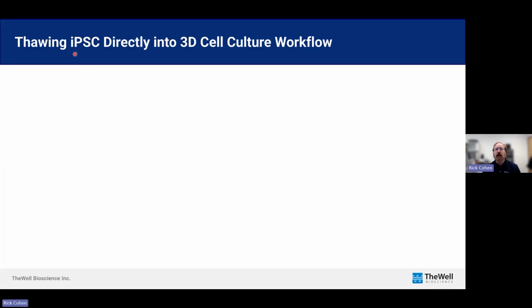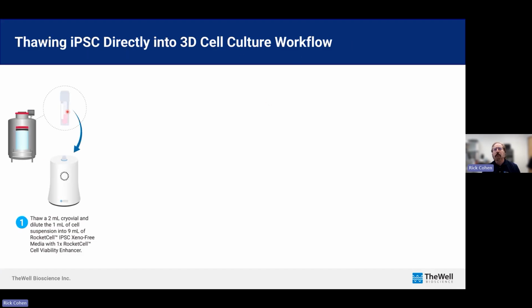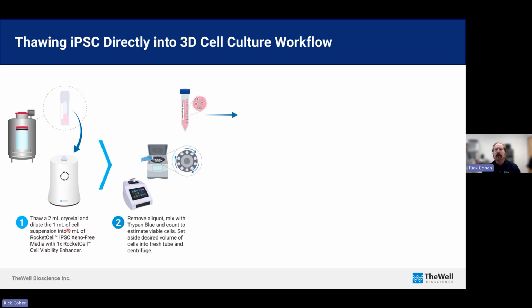So let's talk about thawing iPS cells directly into 3D cell culture workflow. You recover your ampule from the liquid nitrogen tank, defrost it either in a water bath, or here we're using an automated tube defroster. Dilute that into 9 mLs of RocketCell iPSC Xeno-Free media with 1x RocketCell viability enhancer. Count the cells, so you can remove an aliquot and count them, and then triage what you need aside, or collect all of them and just use all of them and plate an entire dish if you're starting with millions of cells.